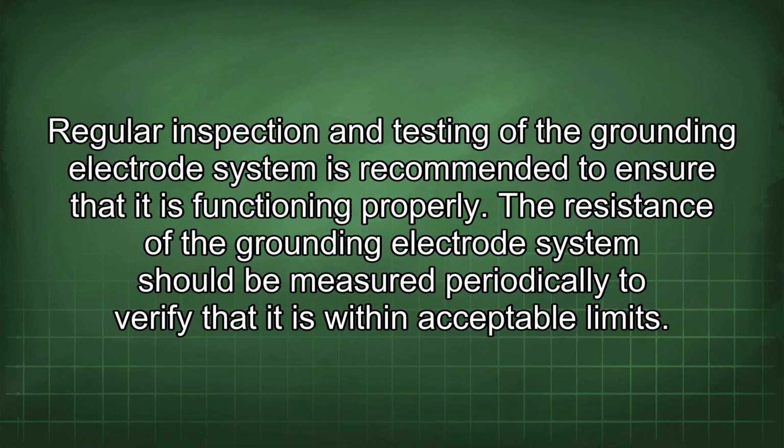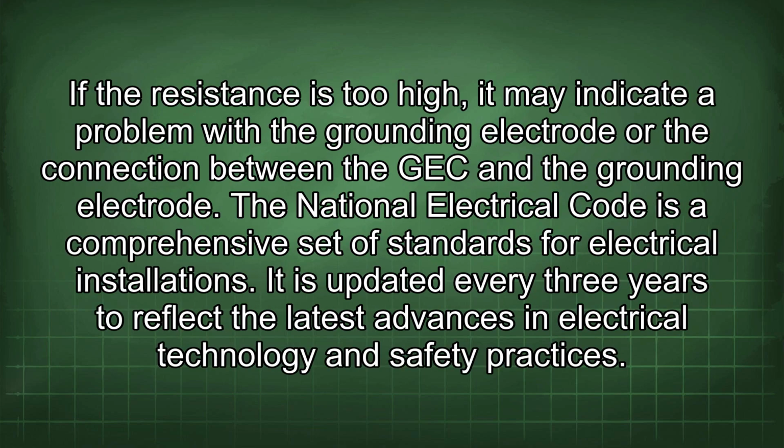Regular inspection and testing of the grounding electrode system is recommended to ensure that it is functioning properly. The resistance of the grounding electrode system should be measured periodically to verify that it is within acceptable limits. If the resistance is too high, it may indicate a problem with the grounding electrode or the connection between the GEC and the grounding electrode.